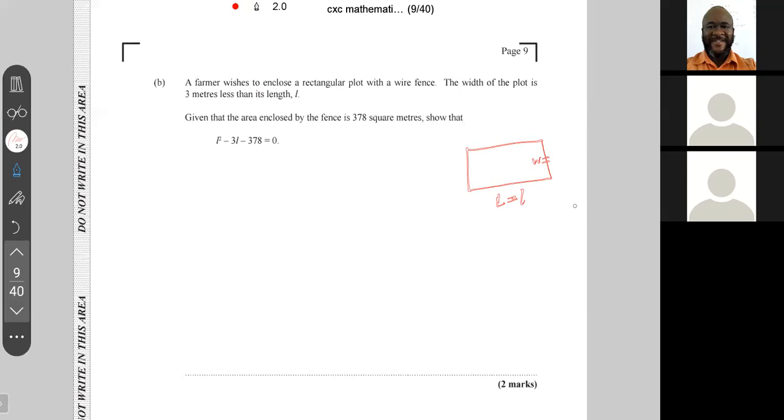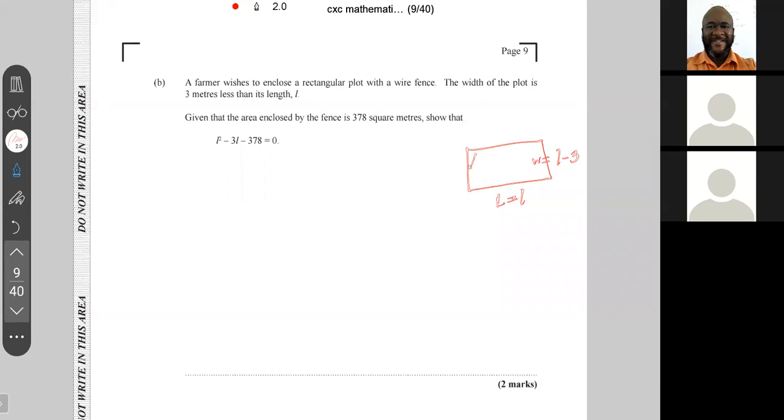Now, 3 meters less means if the length is L, the width is going to be L minus 3. The width is 3 meters less than the length. Now, given that the area enclosed by the fence is 378 square meters, we're to show that L squared minus 3L minus 378 is equal to 0.